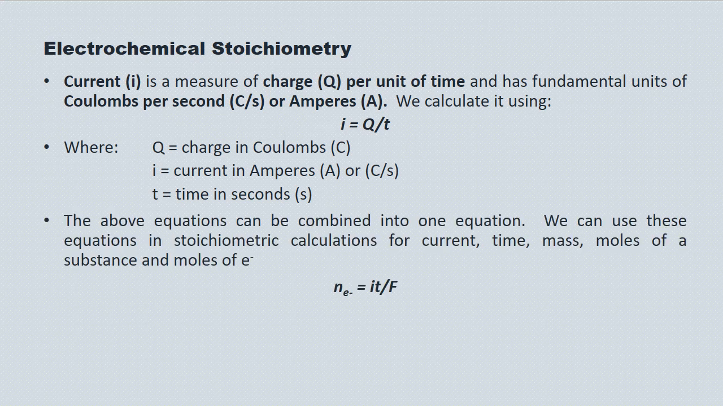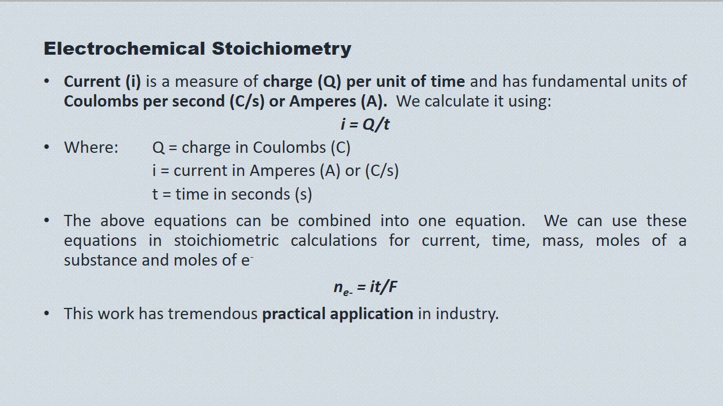The above equations can be combined into one equation, and we can use these equations in stoichiometry to calculate current, time, mass or moles of a substance, and moles of electrons. When we bring the two equations together, we get n sub e equals I t over F. And this work has tremendous practical application in industry. We'll examine a few questions to give you a sense of what I'm talking about.